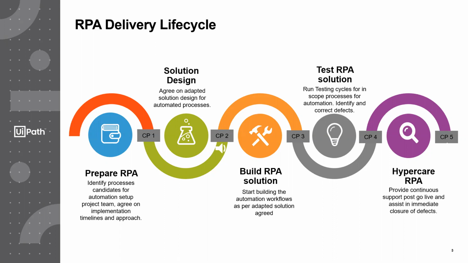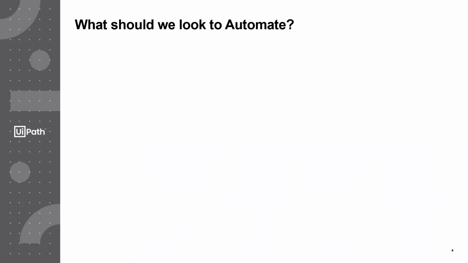It's very little away. Okay, so it's very simple. A typical delivery lifecycle, nothing very fancy. It's very similar to any software lifecycle, delivery lifecycle. What should we look to automate?